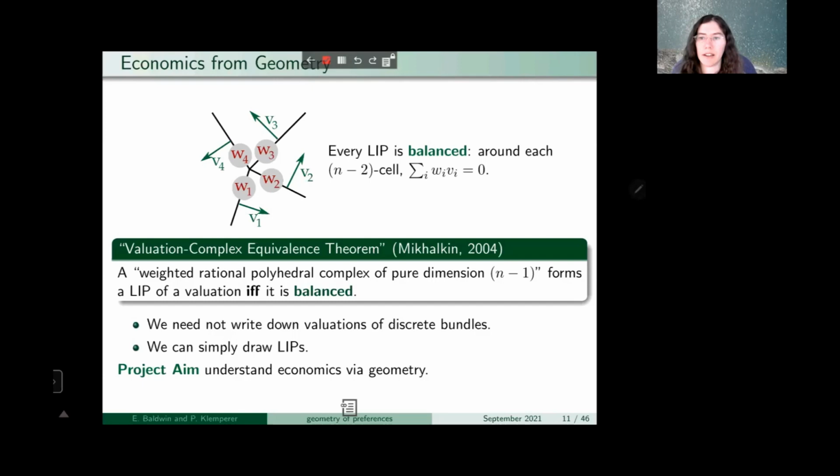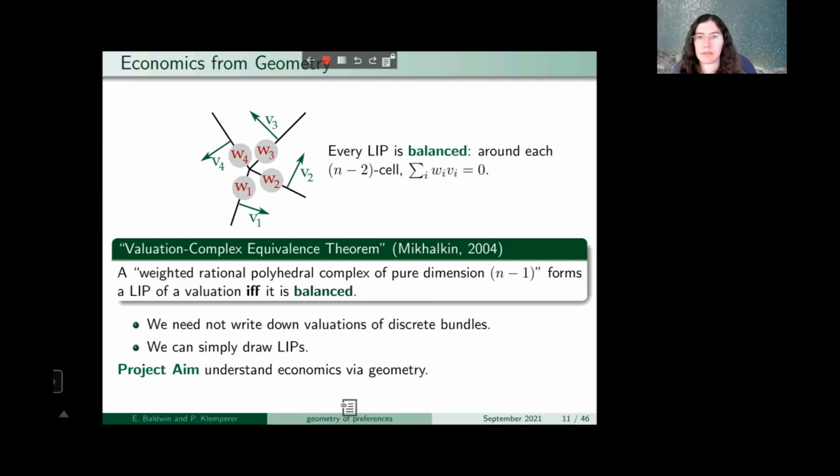Okay. I can just draw something. If it's a polyhedral complex, which basically means it's made up of these linear bits, and then I associate to the facets of that some weights and check this balancing condition, which corresponds to going around in a circle around a collection of facets. If that holds, then the little scribble that I have drawn actually corresponds to an economic valuation. I see. Thank you.